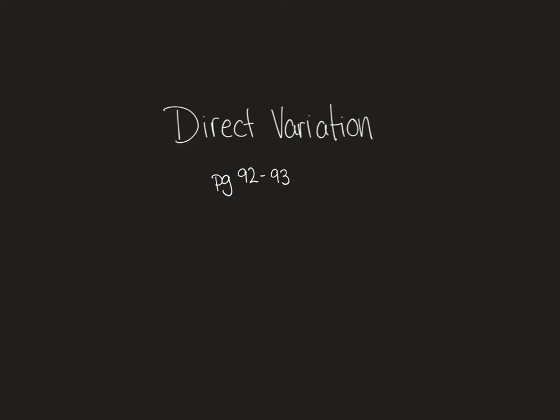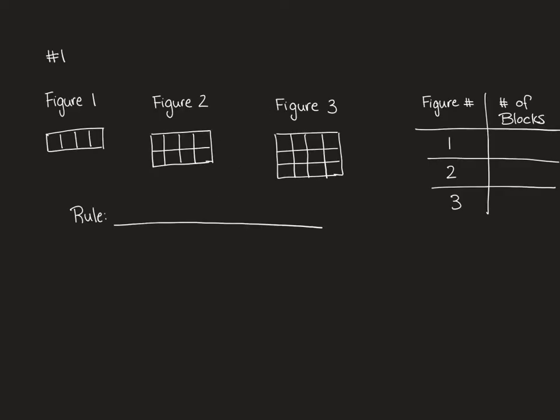Today's lesson is on direct variation, and this will take pages 92 and 93 in your workbook. Your first question will have a few different pieces set up for each one. They will show you 3 figures. They will give you a chart to fill in, and they will ask you to write a rule. So to start with, we're going to fill in our chart.